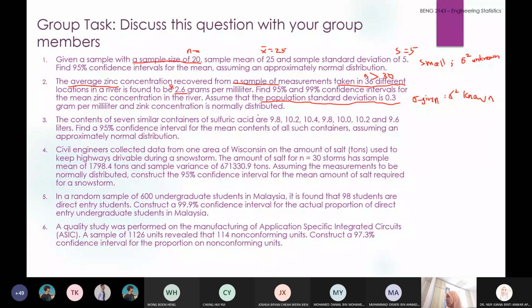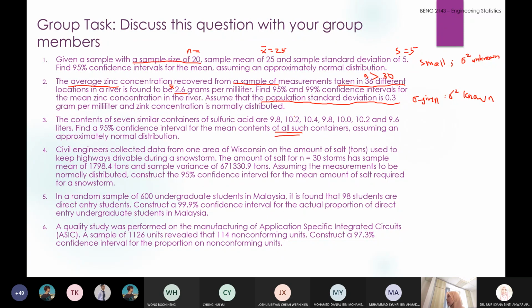They didn't say anything about the sample. They just said the contents of 7 similar containers of sulfuric acid. But the trick here is that it is giving a small sample, and it's actually unknown. But I want you to read again, because it is stated: for the mean contents of all such containers, assuming approximately normal distribution. We actually have 1, 2, 3, 4, 5, 6, 7, so 7 samples, and from this sample, using Excel, we can derive the sample mean.